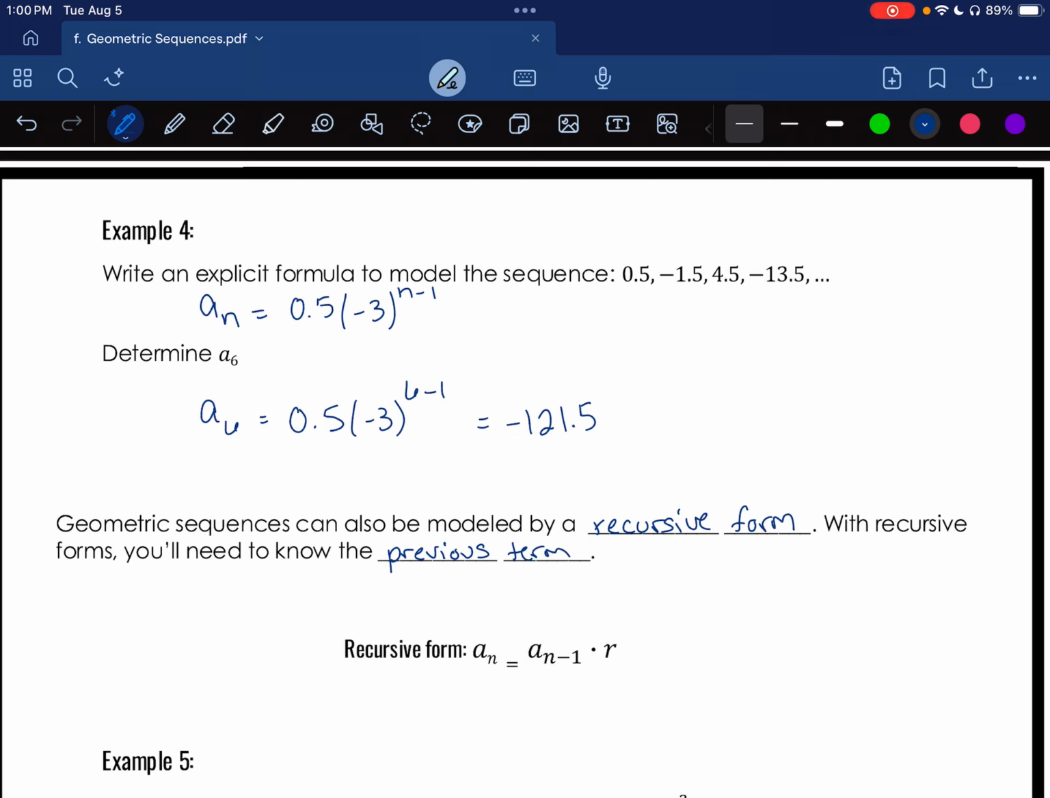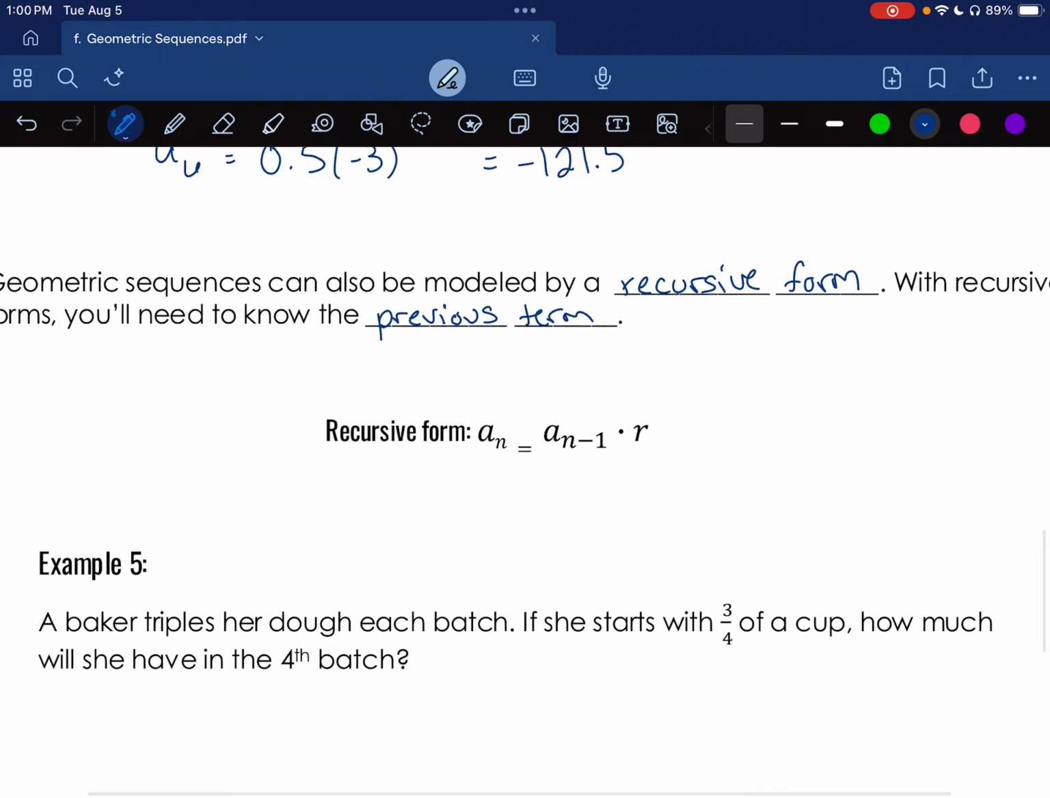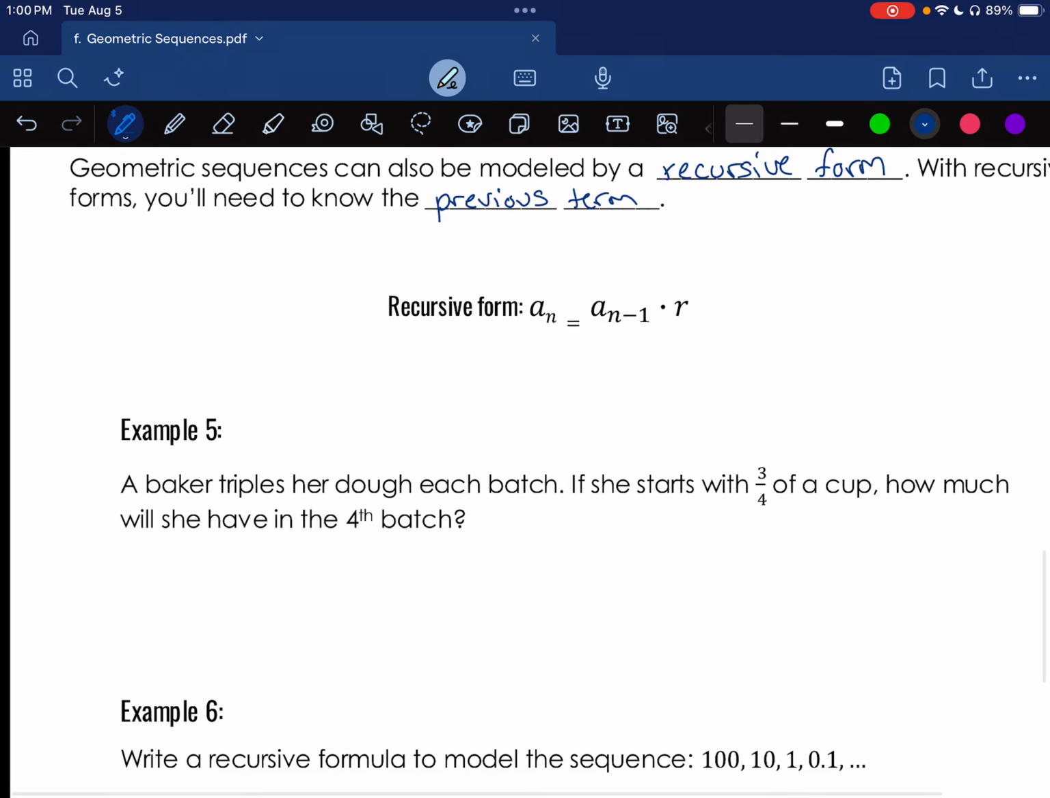So a lot of the main players here are the same. So a sub n still represents the nth term. R still represents the common ratio. But a sub n minus 1, that is the previous term. So if I wanted to find the 6th term, I'd have to have the 5th term to be able to do that. So this is still R there.